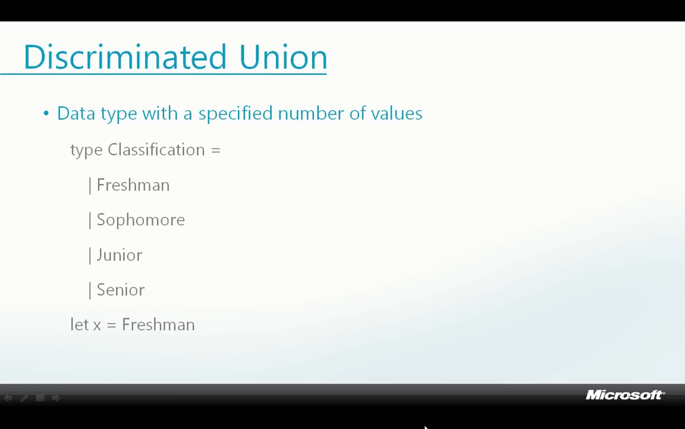And then discriminated union. This creates a new named data type that can have only a limited specified number of values. It's something like an enumeration. So if I create a new data type called classification that can have these 4 values, then I can assign those values to a variable. I can say let x equal freshman, again without quotes, because it's one of my values in my discriminated union. So after this let statement is executed, then F# infers that the type of x is classification. I'll show you an example of using a discriminated union in the next demo.